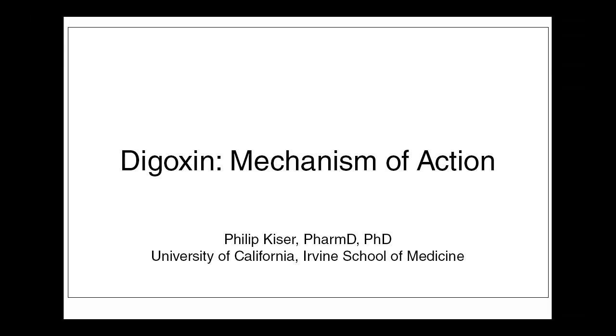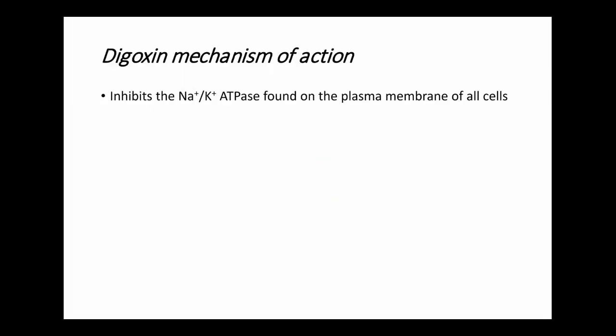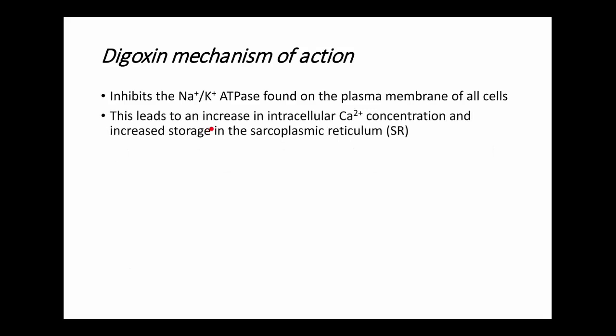So the purpose of this video is to explain the mechanism of action of a drug called digoxin, which is used in the treatment of heart failure and certain arrhythmias. Digoxin is a drug that inhibits the sodium-potassium ATPase that's found on the plasma membrane of all cells. And whenever it does this on the plasma membrane of the cardiomyocytes, it leads to an increase in intracellular calcium concentration and increased storage of calcium in the sarcoplasmic reticulum.